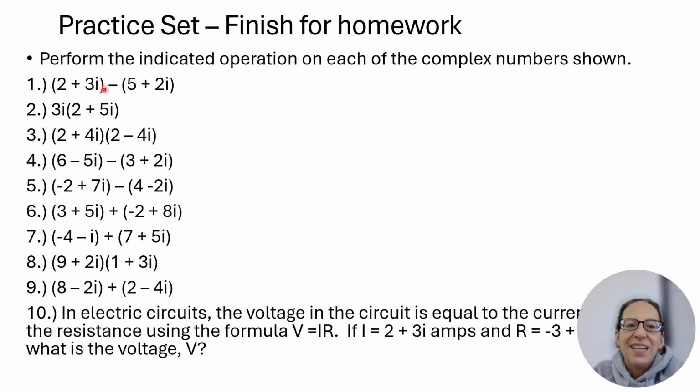So this first one is subtraction. Second one is multiplication. The third one is multiplication. But the fourth one and the fifth one, we're back to subtraction. 6 and 7, just 6 and 7, are adding, okay? 8 goes back to multiplication, 9 is adding.